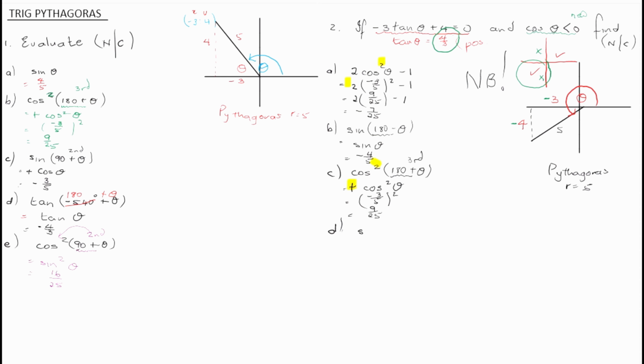D is sine of negative 180 minus theta. Alright, this is a revolution. We've practiced these before. All you do is add a full revolution to negative 180 and you'll get positive 180. Keep the minus theta. So you have got sine in the second, which is positive. And the answer for that will be minus 4 on 5.